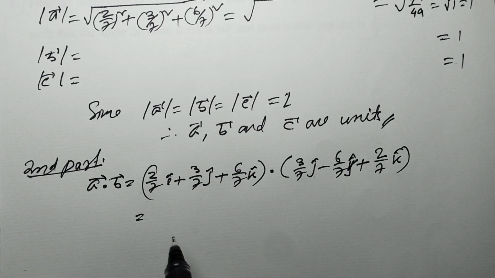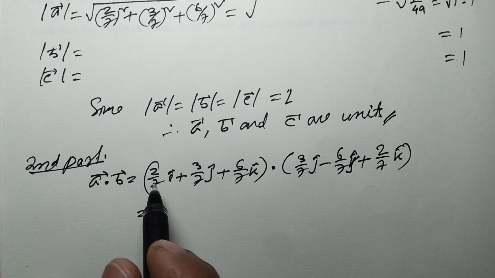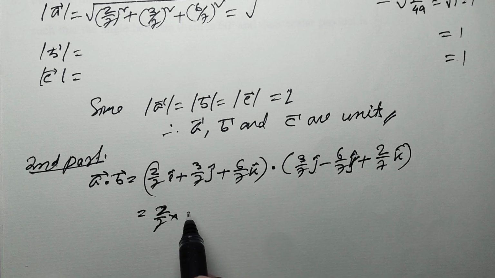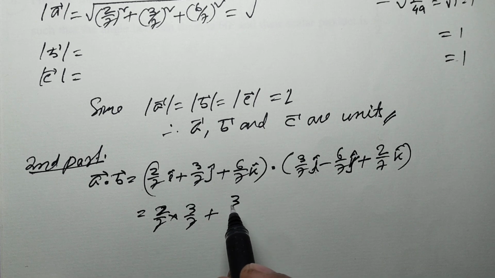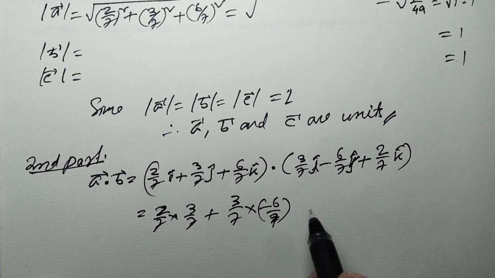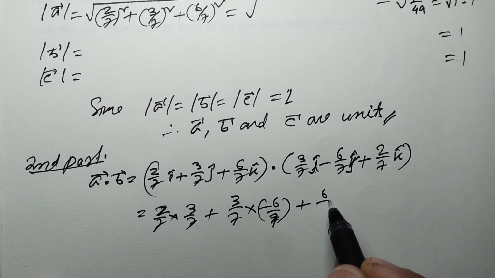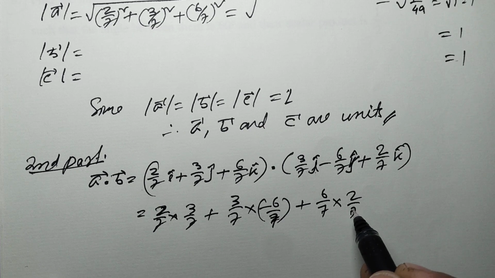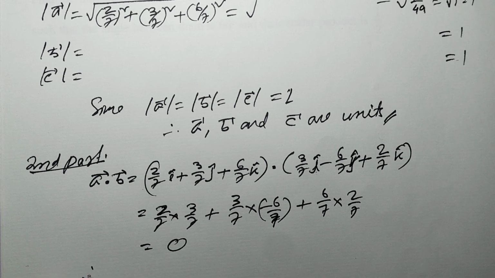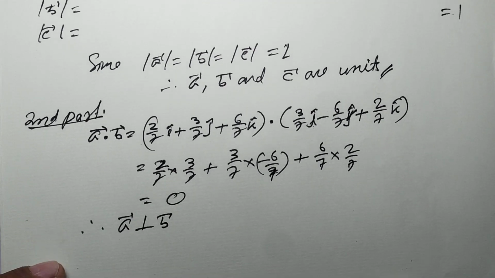So A dot B is found like this: coefficient of I into coefficient of I, 2 by 7 into 3 by 7, plus coefficient of J into coefficient of J, 3 by 7 into minus 6 by 7, plus coefficient of K into coefficient of K. Now if we simplify, we will get it equal to 0 and we will say therefore A is perpendicular to B, since their dot product is 0, vectors are perpendicular.